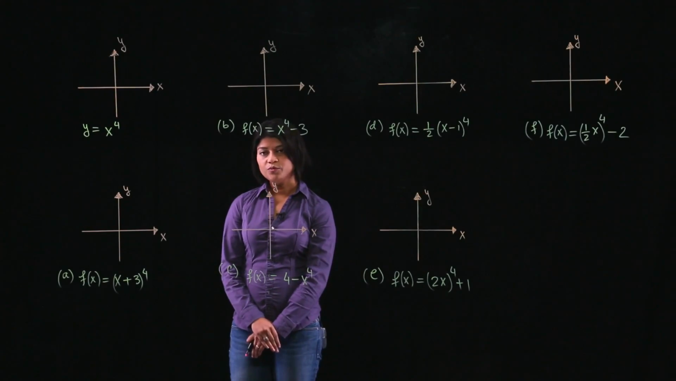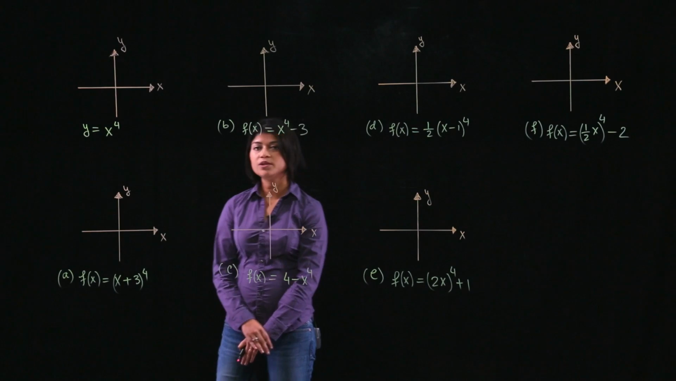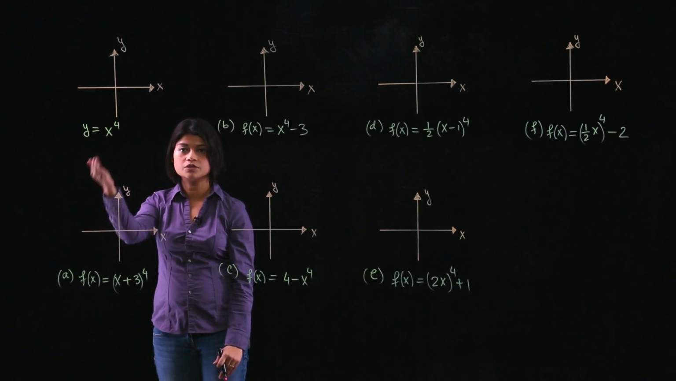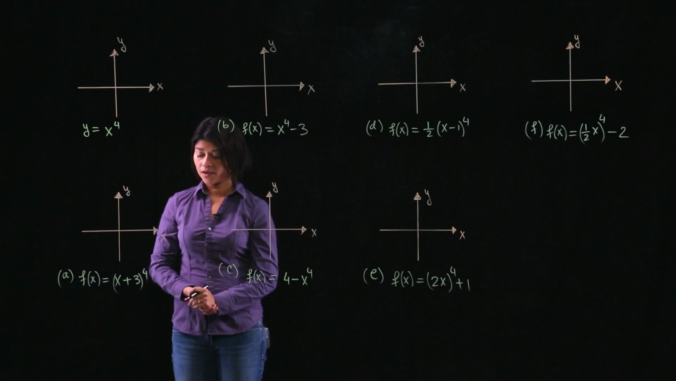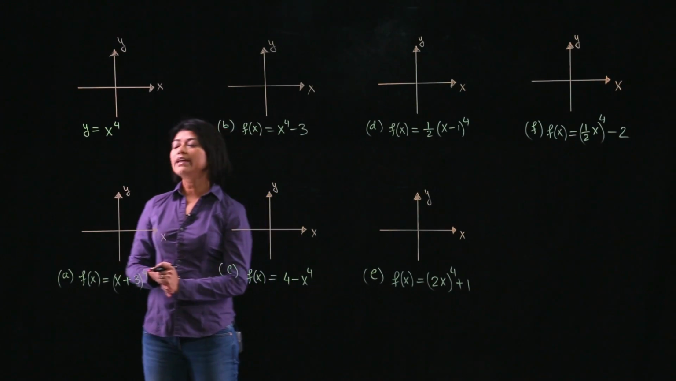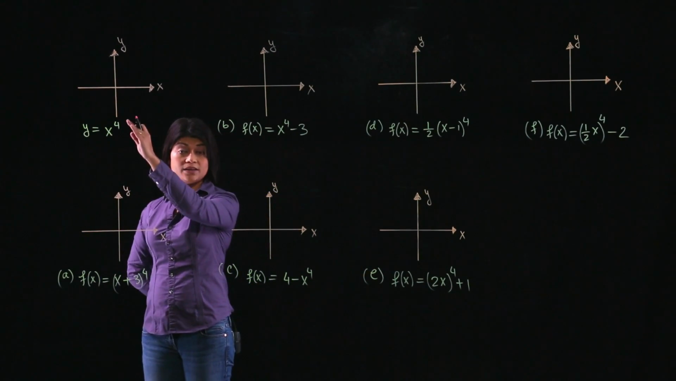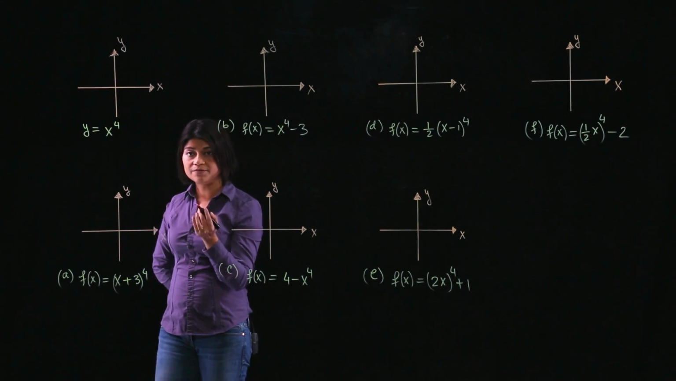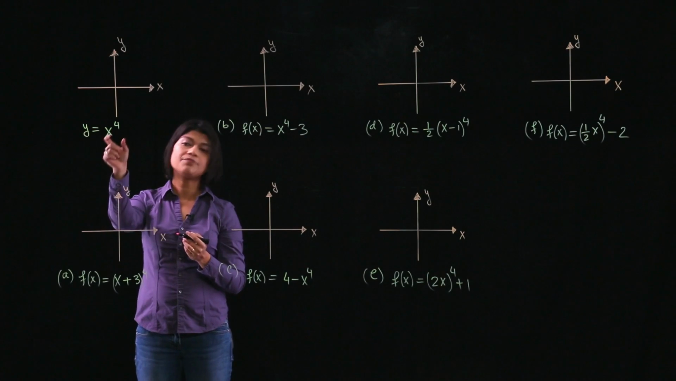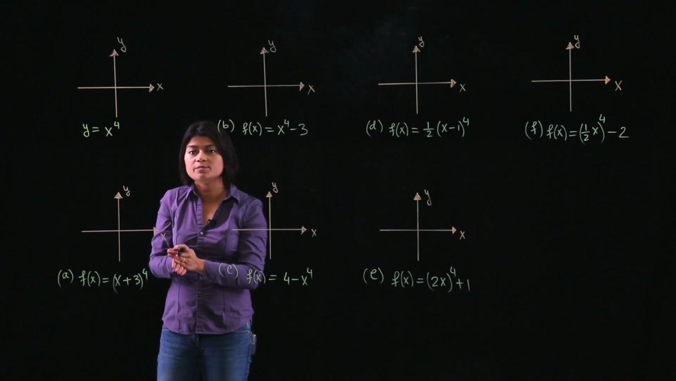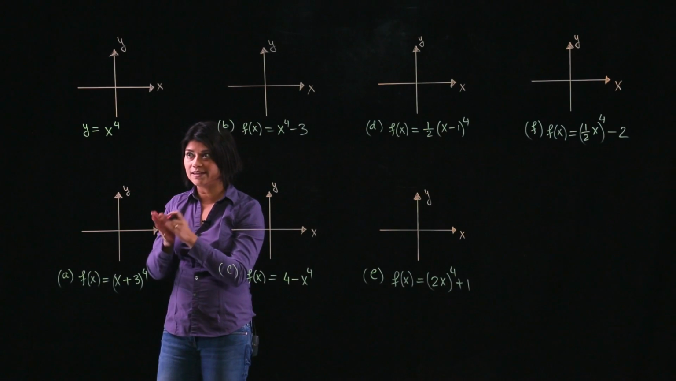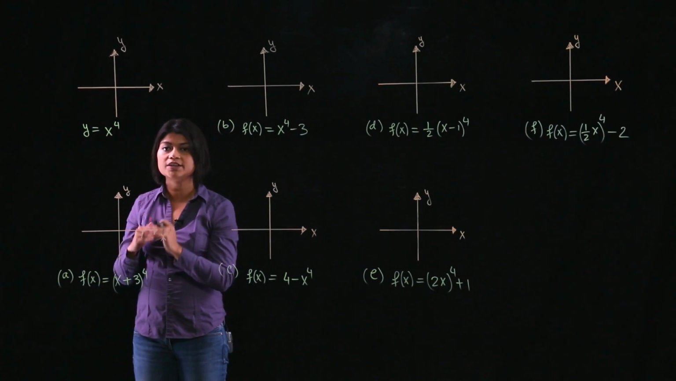Hi, I'm Papia. In this problem, we have to graph y equals x to the 4 and then various transformations of x to the 4. Now, first note that this is x to the n, where n is 4 and 4 is even. Therefore, the graph of x to the 4 will be very similar to the graph of x squared. The only difference is it will be flatter near the origin.